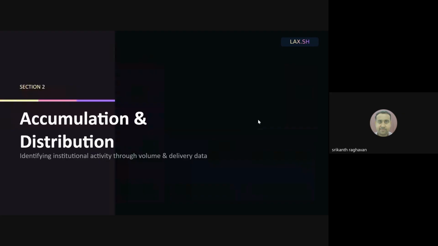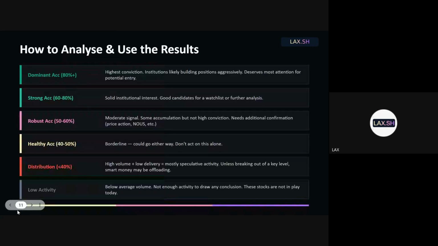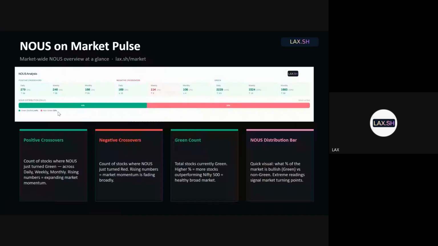Is there a way to see this as a trend in the form of a chart as well? That will give us a pulse of how things are trending, how it was earlier, and how it is now. Not right now, but we have detailed data. I can show you. Just give me one minute.